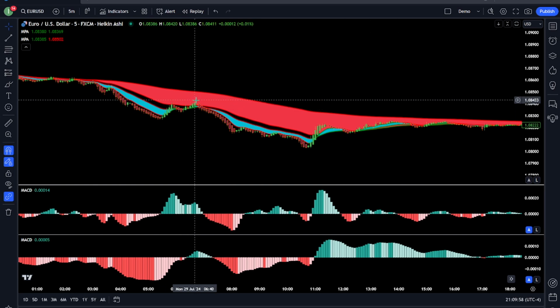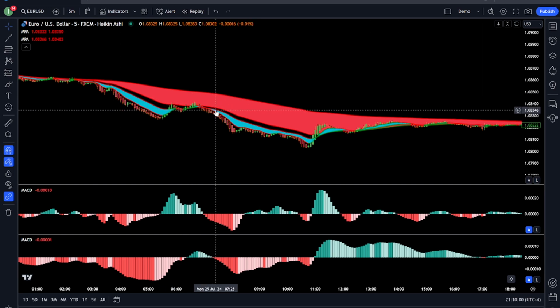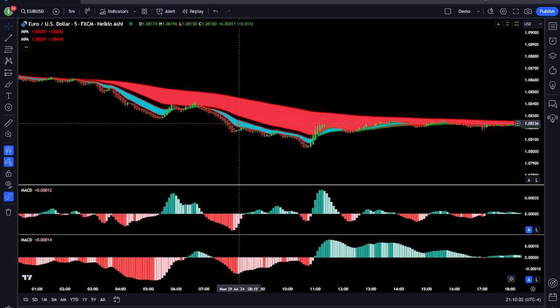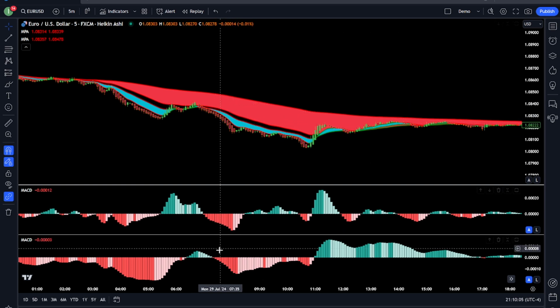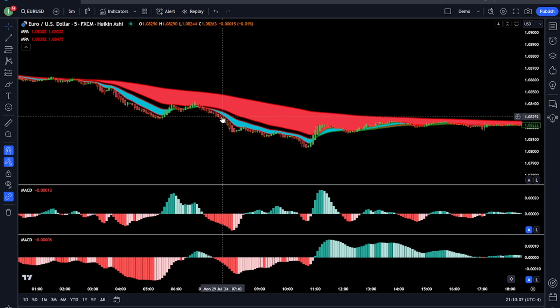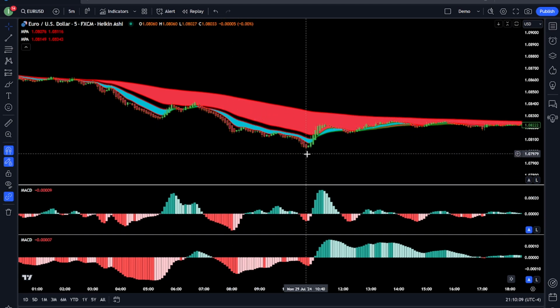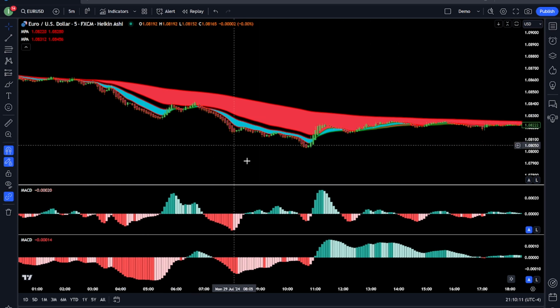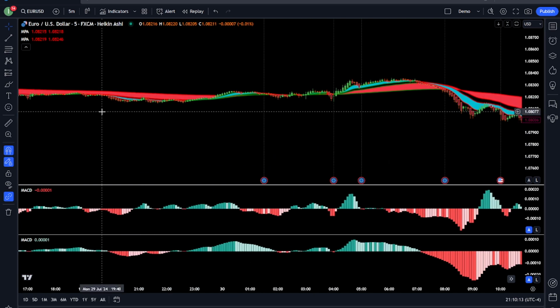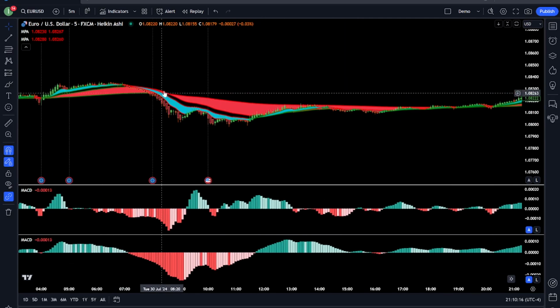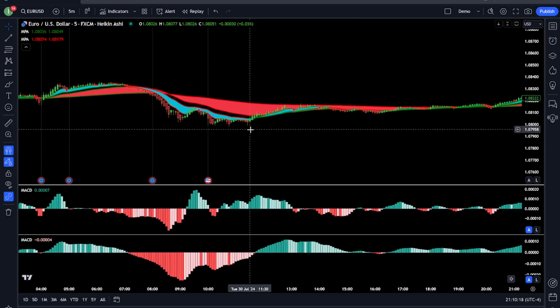Again, the price came into the cloud, and again you see there's a gap forming between the blue cloud and the red cloud, and both the MACDs are red. You'll make a short entry, right? So successful short, successful short, successful short, right?